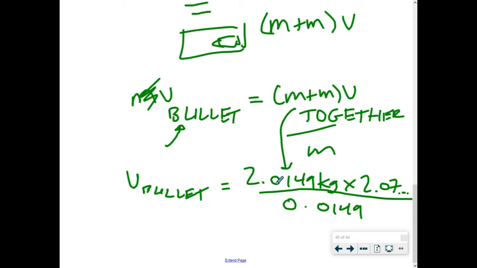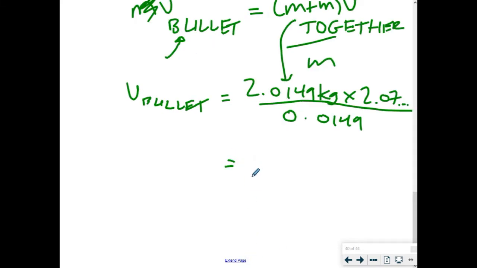This top mass is the mass of them collectively. This bottom mass is the mass of just the bullet. And that should give us a formula that tells us how fast the bullet was going originally. 2.0149 times the 207 number, divided by 0.0149. If you do it correctly, as long as I did it correctly, I got 280 meters per second. Got that too? Is that a reasonable speed for a bullet? Yeah, that's in the ballpark for sure.